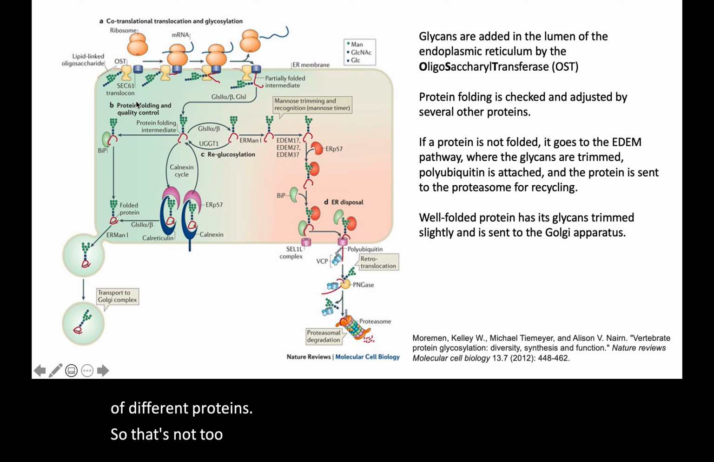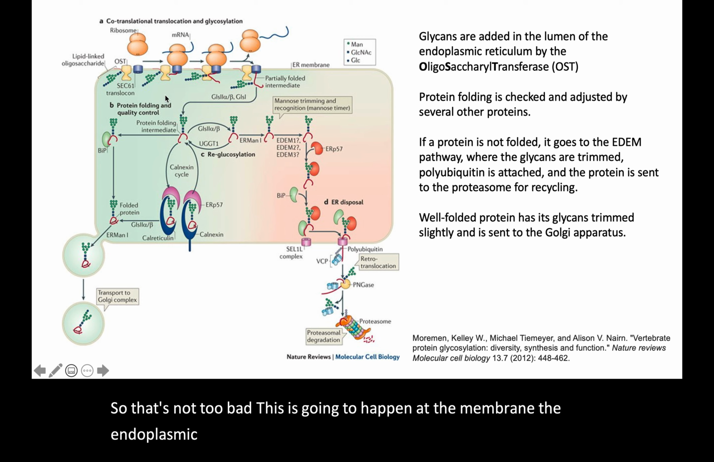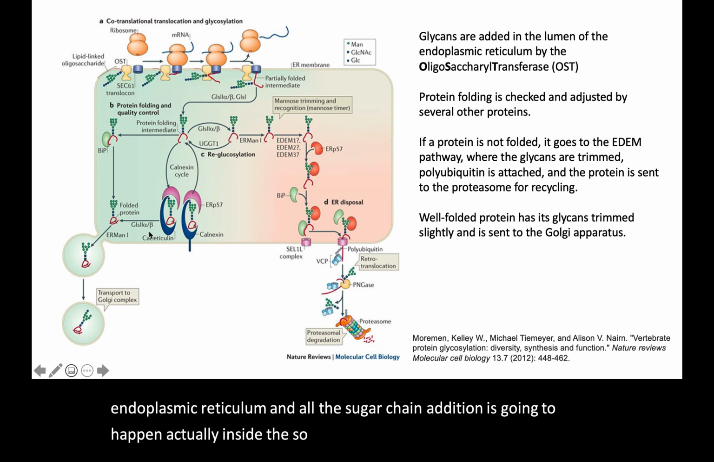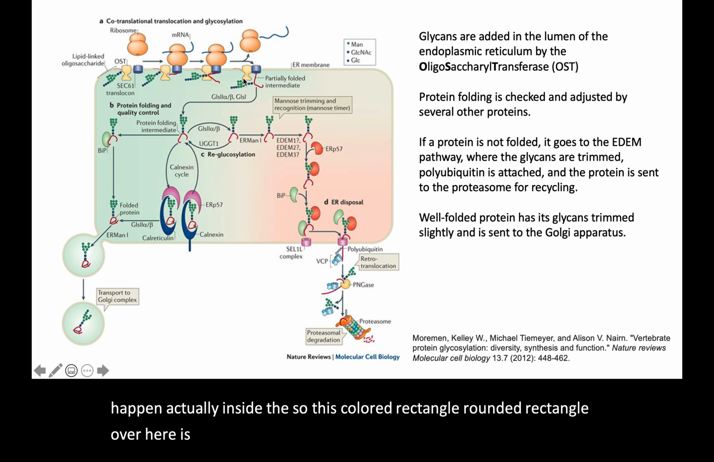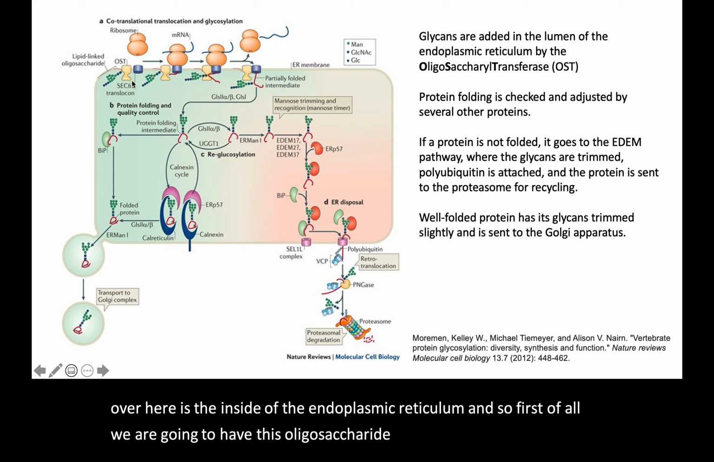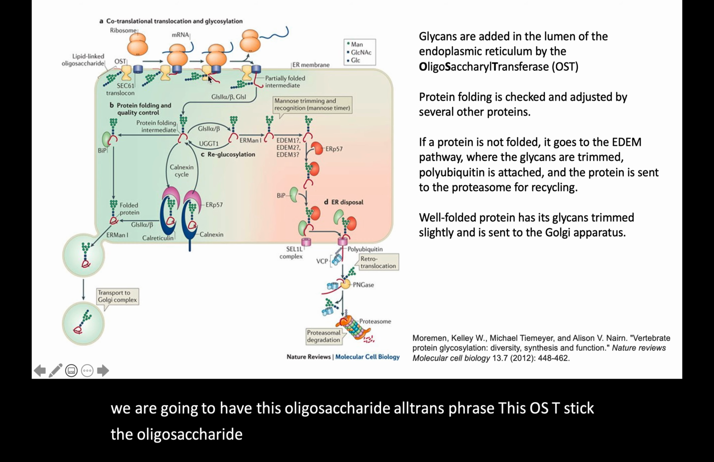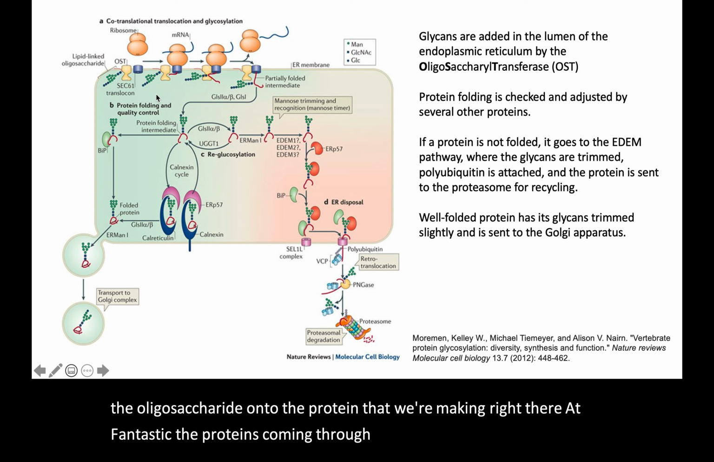This is going to happen at the ER membrane, the endoplasmic reticulum. And all the sugar chain addition is going to happen actually inside the ER. So this colored rounded rectangle over here is the inside of the endoplasmic reticulum. And so first of all, we're going to have this oligosaccharyl transferase, this OST, stick the oligosaccharide onto the protein that we're making right there. Fantastic. The protein's coming through Sec61. That's right. It's the thing that pulls the protein through the membrane.